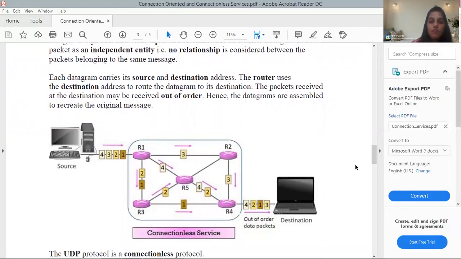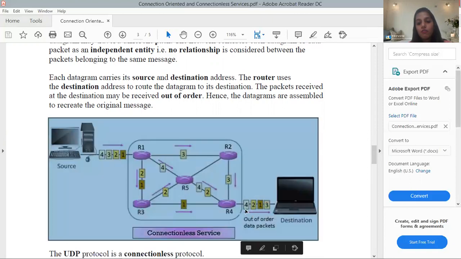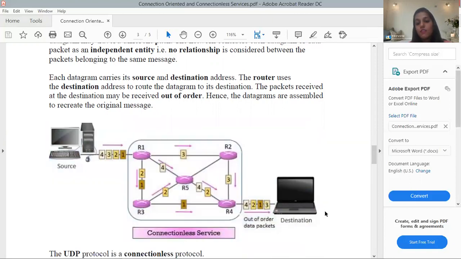At source, it is 4, 3, 2, 1, right? And at the receiving point, it is, at the destination, 4213. So this is an out of order data packet. So this contains error, okay, because these are out of order data packets. The routes are not pre-decided and the connection is not pre-established here, so it can be routed through different paths.